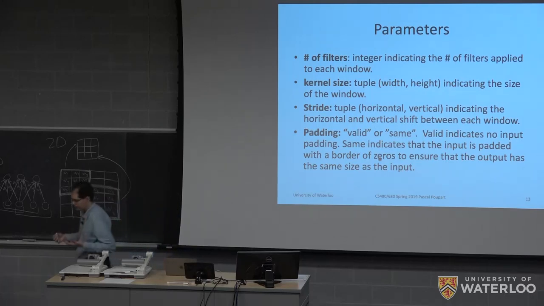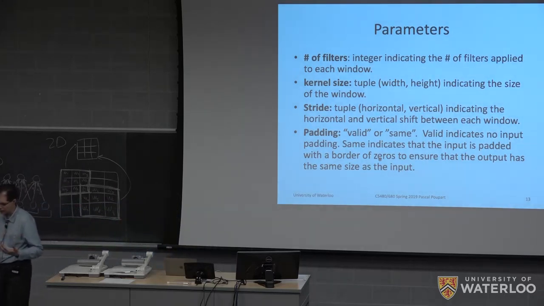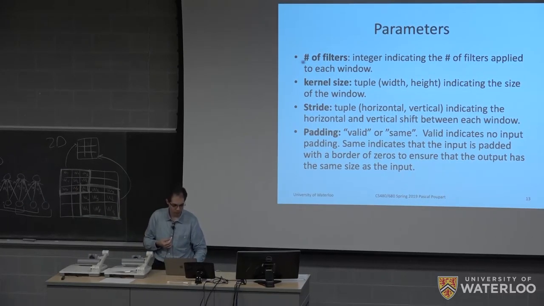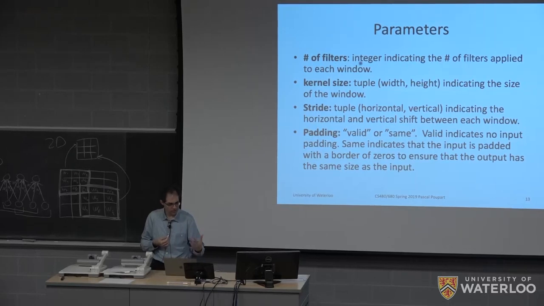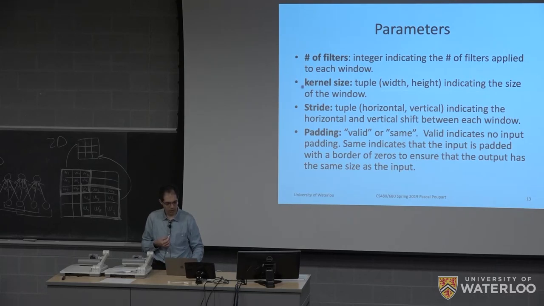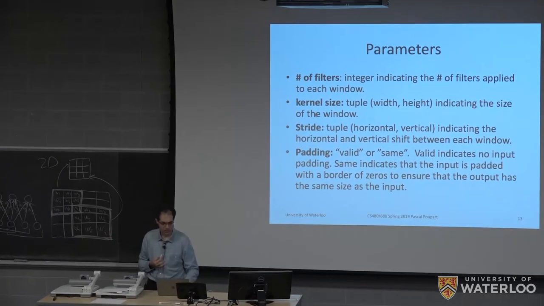Okay, so when we define an architecture for a convolutional neural network, for the convolutional layer, very often we would specify the following parameters. There would be a parameter for the number of filters. That's essentially an integer that indicates how many feature maps we're going to compute. There's also a parameter that corresponds to the kernel size. That's essentially the window size or the patch size, so it has a width and a height.